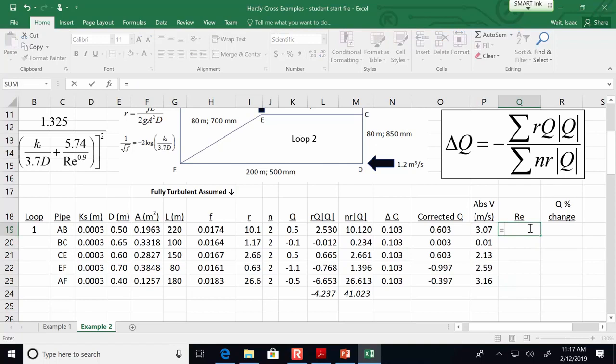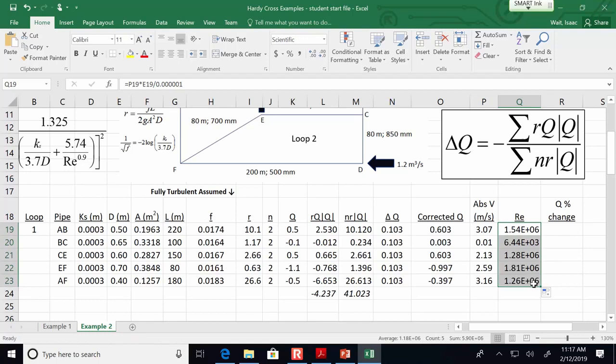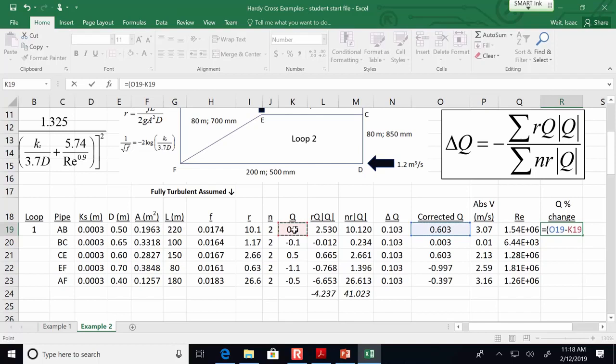And then Reynolds number is velocity times the diameter divided by kinematic viscosity. So 1E minus 6, so 10 to the minus 6th meter squared per second. So now we've got Reynolds numbers. And this percent change we're using to be an indicator of when our solution is converged. And we're talking about the percent change in the flow rate. And we're assuming that this corrected Q is closer to the truth. So it's going to be the corrected Q minus this initial Q divided by the corrected Q times 100. And that'll give us the percent change within the adjustment.